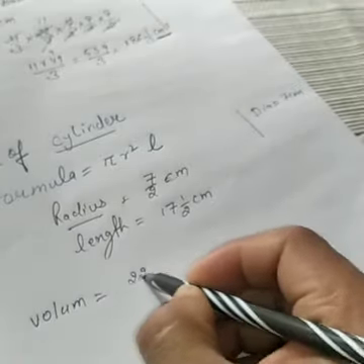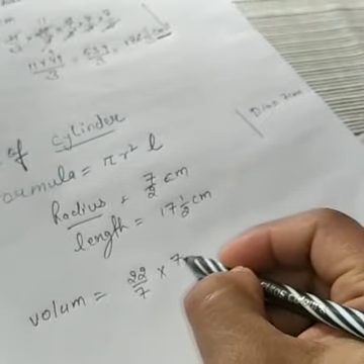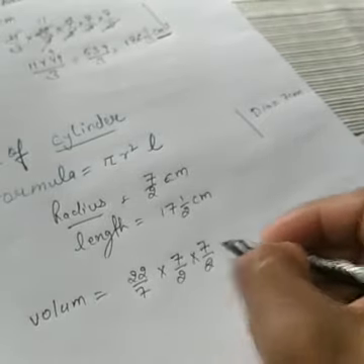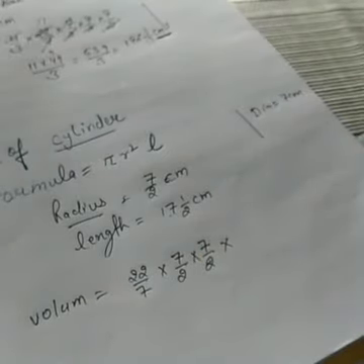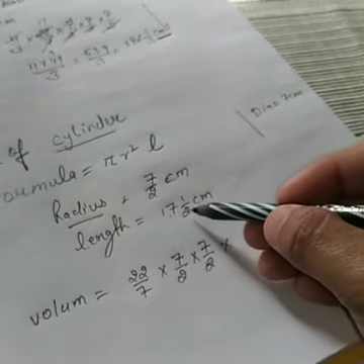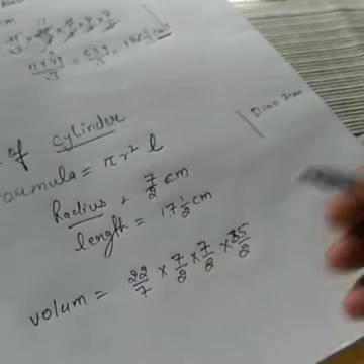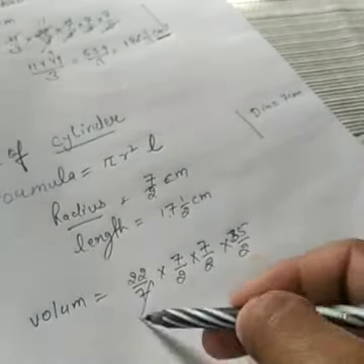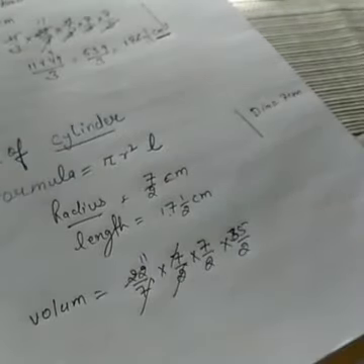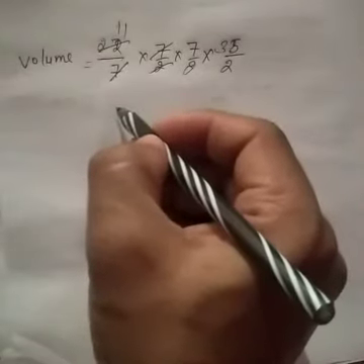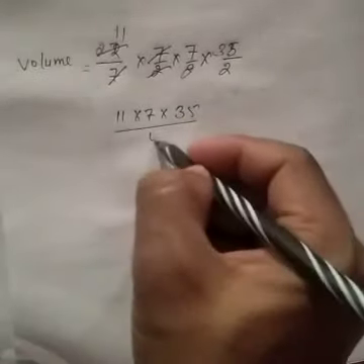So pi, we all know it has a constant value 22 upon 7. Then multiply r twice because it's r square. Then let's first convert 17 and a half into an improper fraction. 17 times 2 is 34, and then 35 upon 2. Okay, let's see if we can cut something. 7 and 7, 2 and 22 gives 11. So it's 11 multiplied by 7 multiplied by 35 upon 4.